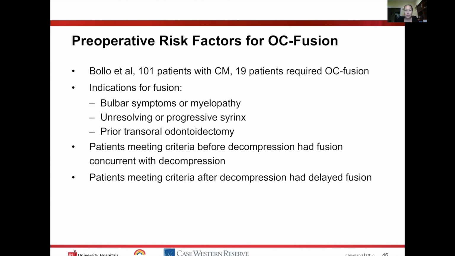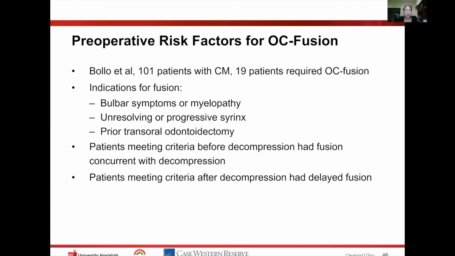But now, thanks to the group at Utah, we have a ton of information that really gives us a better idea of who's at risk for this. In their group, they looked at 101 different patients with Chiaris, and 19 of them required an OC fusion. The indications were anything from bulbar symptoms, myelopathy, to an unresolving or progressive syrinx.